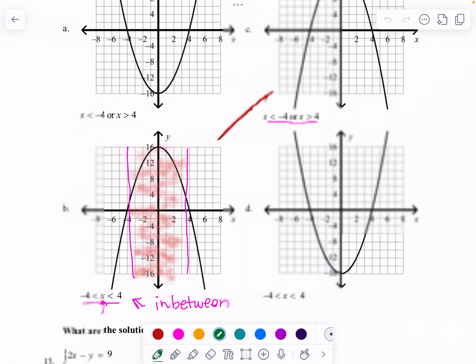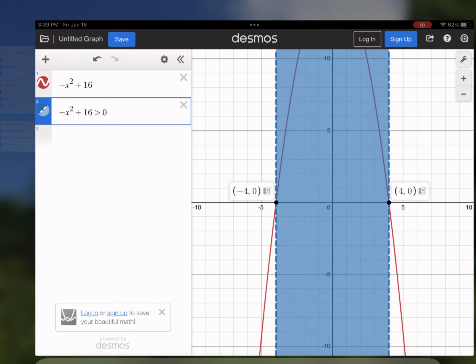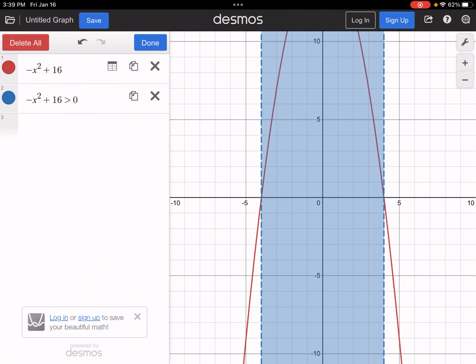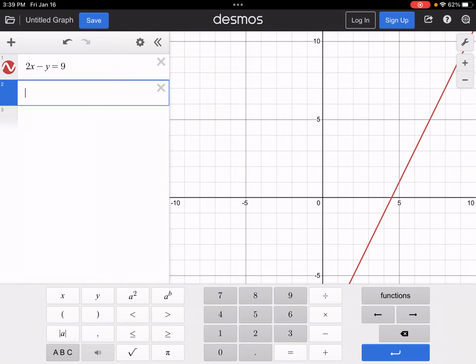Okay, what are the solutions of this system? So this is where I would just type it into Desmos and graph it. If we graph it, we have 2x minus y equals 9. So I'm going to clear it out. Delete all. Okay. 2x minus y equals 9. And the other one was 4x minus 2y equals 18.